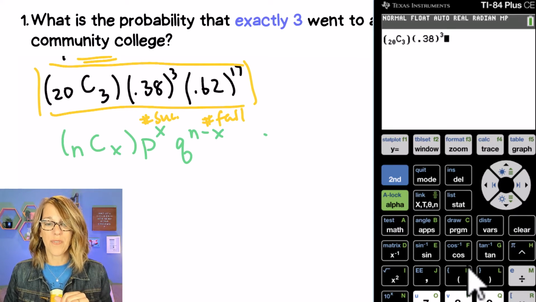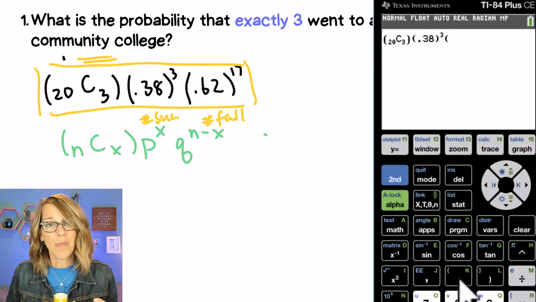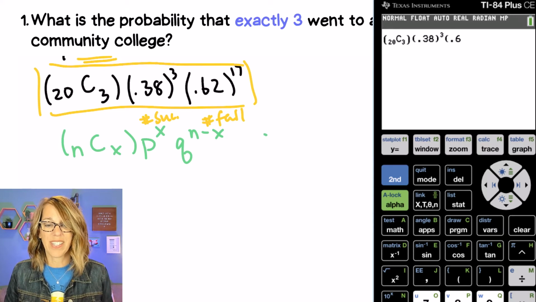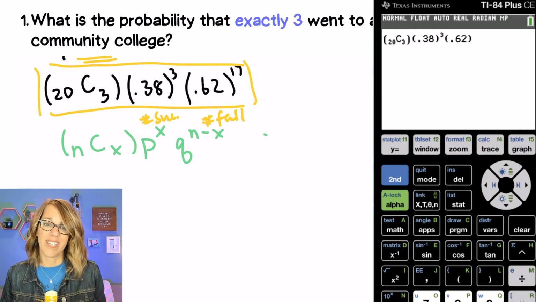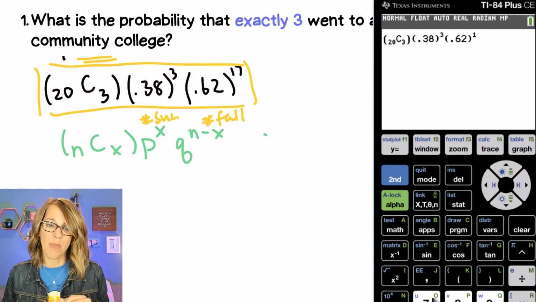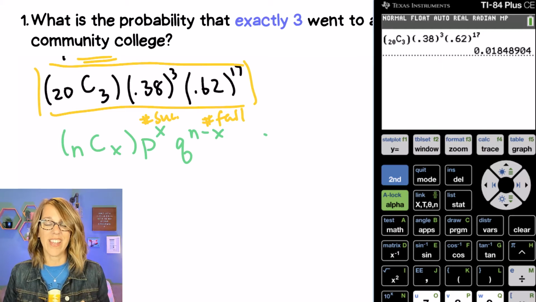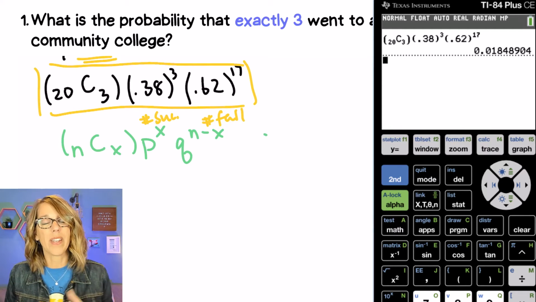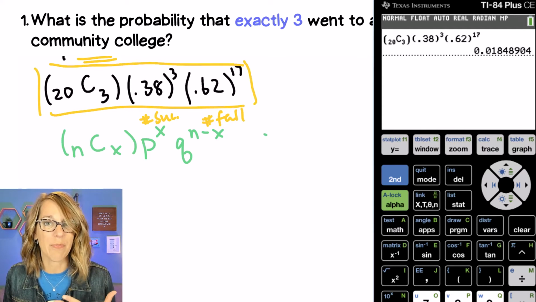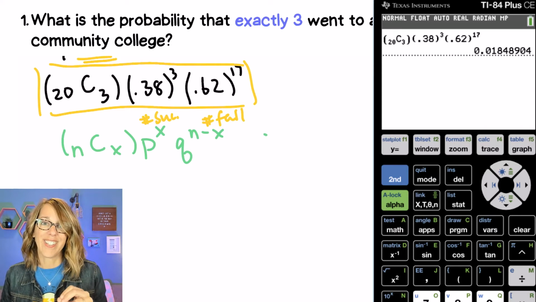Let's arrow over for the failures. The probability of a failure is 0.62, parentheses, and that's going to be 17. So I've got 17 of those, so to the power of 17, and then enter, and we get 0.018, or about a 1.8% chance. But there's an easier way.